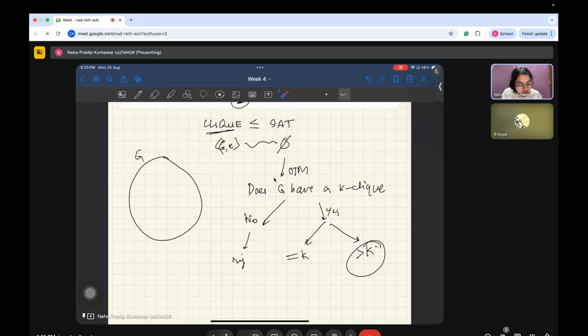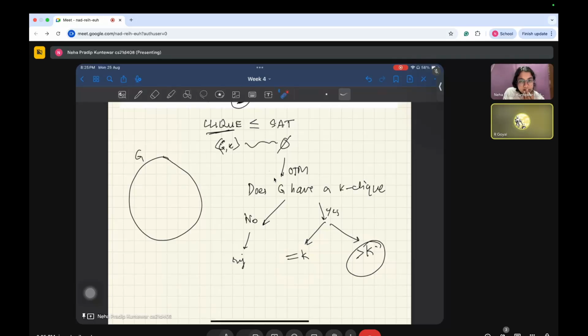How do we differentiate whether there is a clique of size exactly k or greater than k, because we want to say yes only in this case? So what you can do is bring this. While converting this instance of the clique into a satisfiability instance, we would like to have everything in the clausal form.